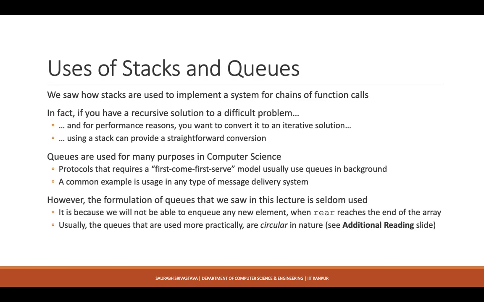Now, one thing that we did not discuss in this lecture is what happens when the rear variable in the queue reaches towards the end of the array, right? I cannot add something as soon as the rear, let us say, reaches size minus 1, right? So what happens then? Even if the front has moved ahead from 0, it means that I do have some space in the array. I cannot actually add more elements to it because rear has reached the end of the array. And this is why this formulation of queue is not really too practical. So usually the queues that we use in reality, in a practical sense, are somewhat circular in nature.